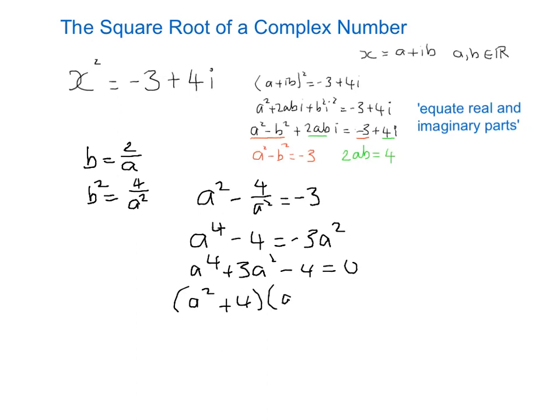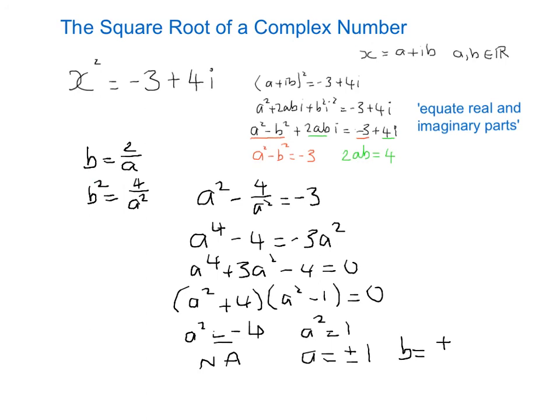a squared add 4, a squared minus 1, giving us the solutions a squared is minus 4, which is clearly impossible. Not if a is a real number, don't forget. We decided at the beginning what we're looking for here is the real part of the solution x equals a plus ib, so we can't have a being a complex number. We've also got a squared is 1, giving us a is plus or minus 1, and given that we know that b is 2 over a, that also gives us our b solutions, which is plus or minus 2. So the solutions to this equation, we found the a, we found the b, the solutions can be written as x equals plus or minus 1, plus or minus 2i, or slightly more pretty, plus or minus 1 plus 2i.